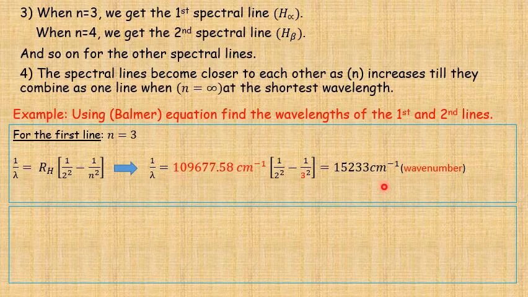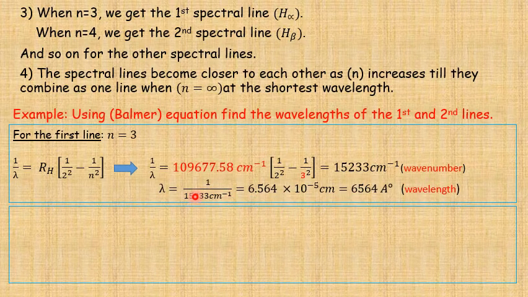By using the calculator you will get this answer, but this answer not for the wavelength. This is the wave number. If we want the wavelength, we will flip this answer to get the wavelength, and the wavelength here equal 6.564 times 10 to the power of negative 5 centimeter. We can change it into angstrom by multiplying this by 10 to the power of 8 to get this answer. So now this is the wavelength of what? The first line in Balmer series.